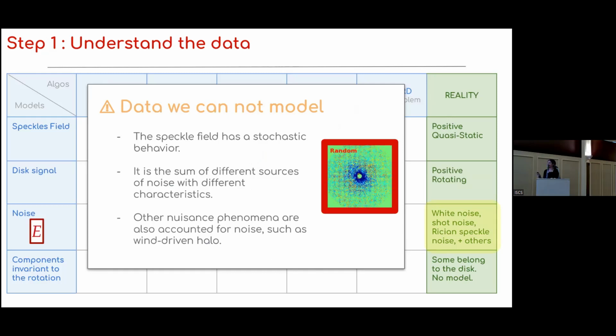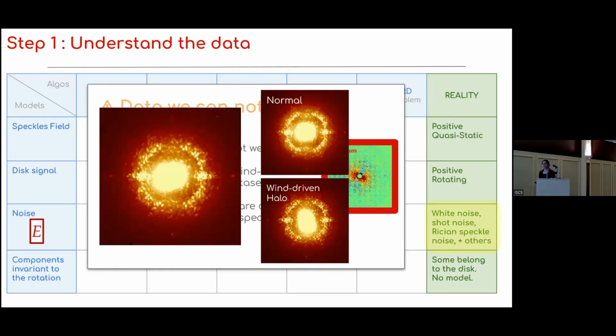Another thing that is really bothering us, but is very common in the dataset, is other nuisance phenomena that happen. A very common one is the wind-driven halo. So basically, it's atmospheric turbulence that was uncorrected by our instrument, and it will elongate the PSF, and it will create that deformation and that kind of butterfly pattern. So this will be annoying.